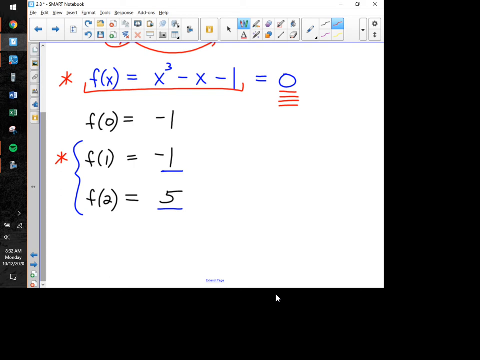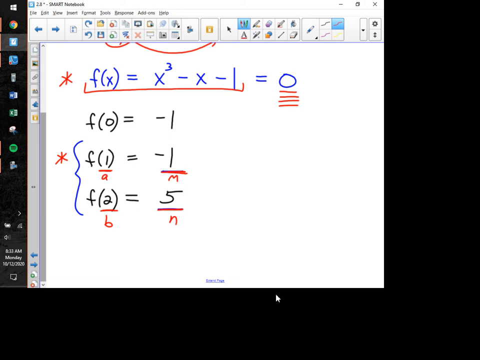Right here, this is our f of a is equal to m. Okay, in fact, let me write that. There's your a value, there's your m value. And then right underneath that, 2 would be our b value, and 5 would be our n value.